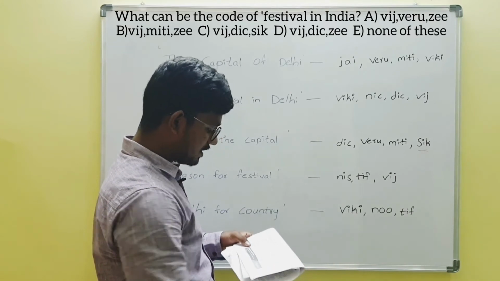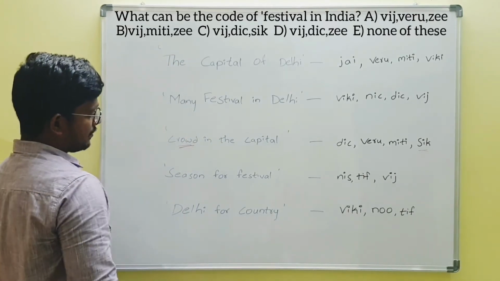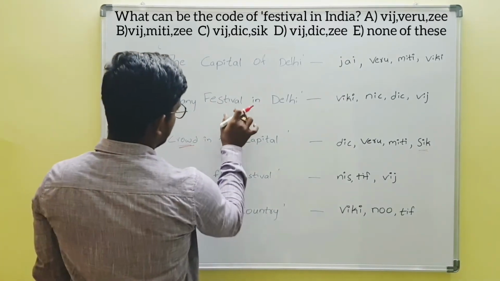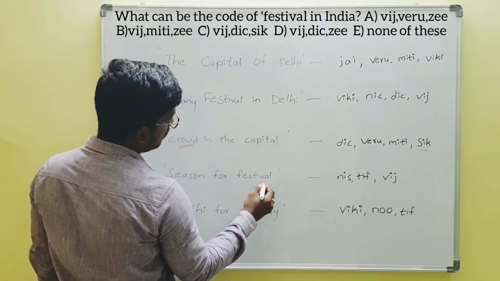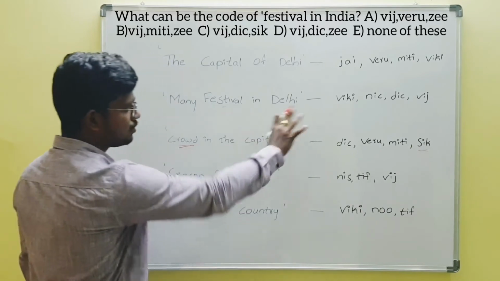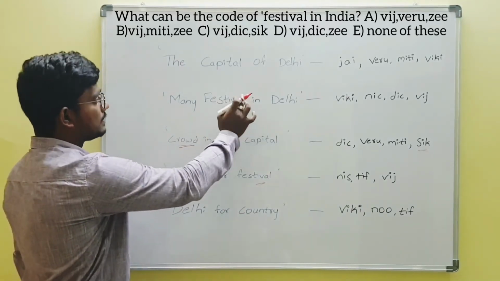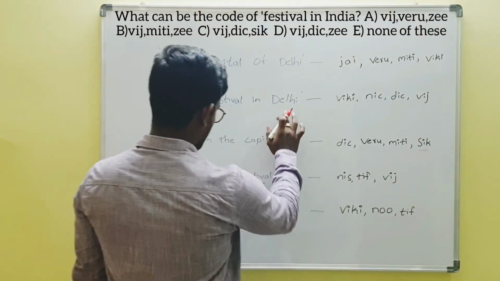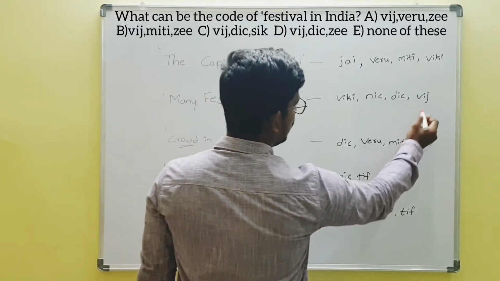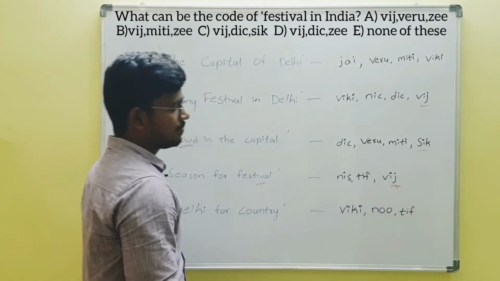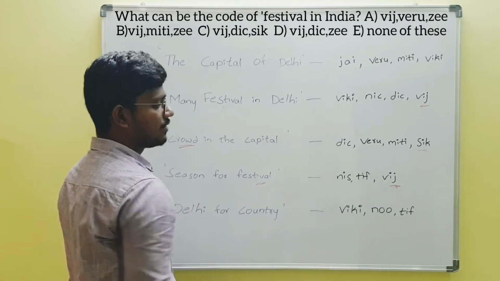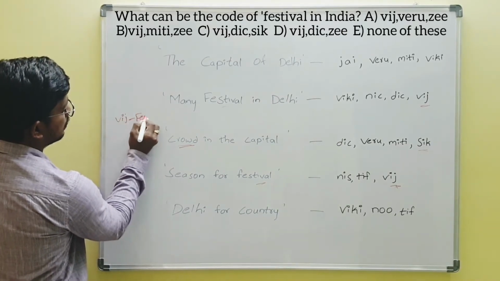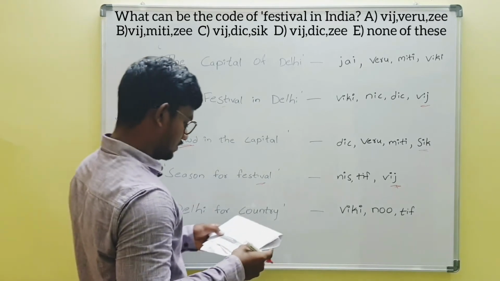What can be the code of festival in India? See, first we have to look at how many times festival is used in the given statements. Here festival is used in the second statement and in the fourth statement. So we have to choose the code which is present only in the second statement and in the fourth statement. So if I observe, only VIJ is coded in the second statement and fourth statement. So VIJ is coded for festival. Okay, VIJ is the code for festival.